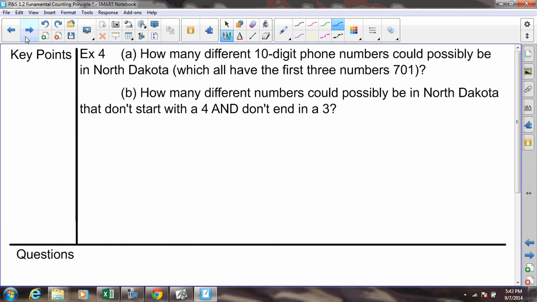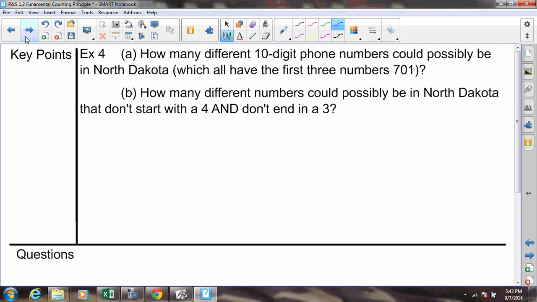Example 4. How many different 10-digit phone numbers could possibly be in North Dakota? Please keep in mind, in North Dakota, all phone numbers are required to start with the first three digits 701. We're not asking for a tree diagram. We're not asking for a sample space. Because frankly, do you want to list out every possible phone number that there could be? It would take days.